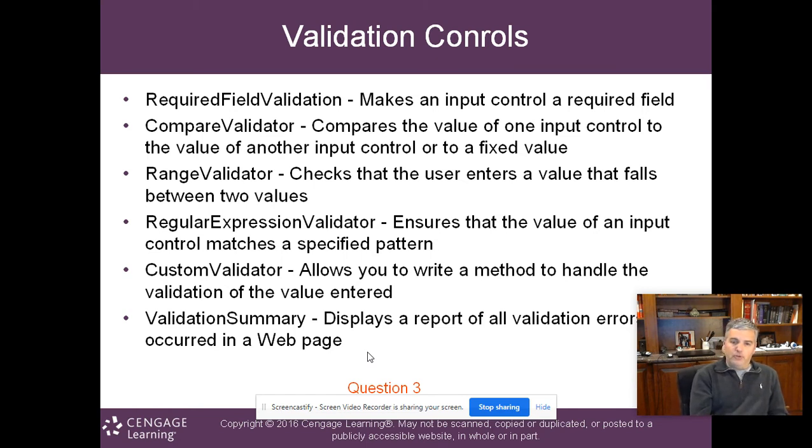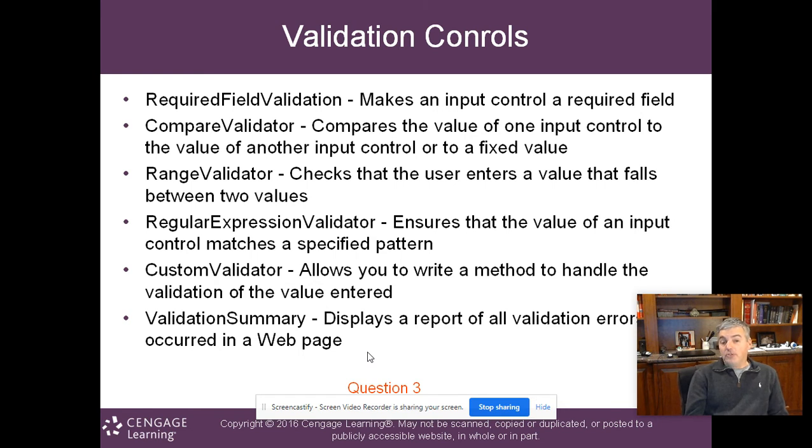We have range validators. Check the user enters a value that falls within two values. So in a lot of our applications we've created this year, you want to make sure the user enters a value between 1 and 20. So this is something you could use for that. We have a regular expression validator, ensures that the value of an input control matches a specified pattern. So this would be like for an email address, for example. You want to make sure they have an @ and a .com in there. So you do that with a regular expression validator.